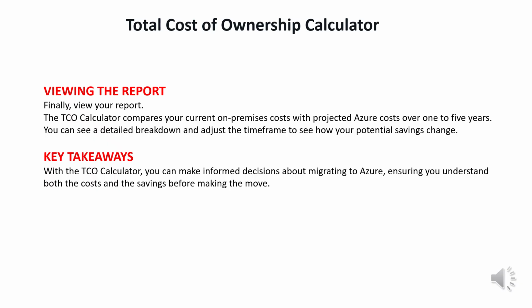Viewing the report. Finally, view your report. The TCO calculator compares your current on-premises costs with projected Azure costs over 1 to 5 years. You can see a detailed breakdown and adjust the time frame to see how your potential savings change. Key takeaways. With the TCO calculator, you can make informed decisions about migrating to Azure, ensuring you understand both the costs and the savings before making the move.